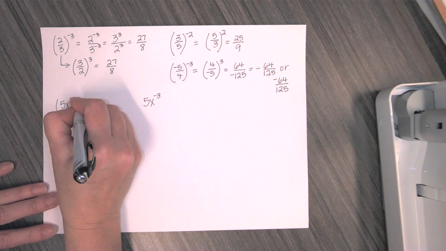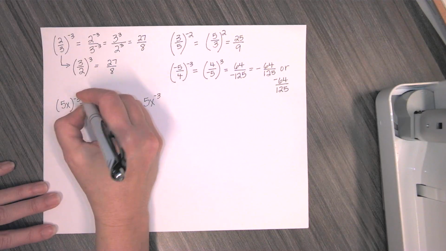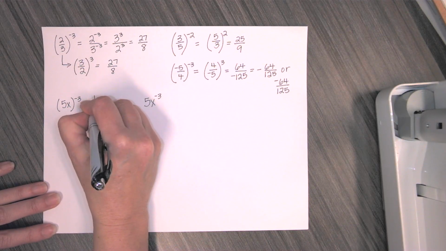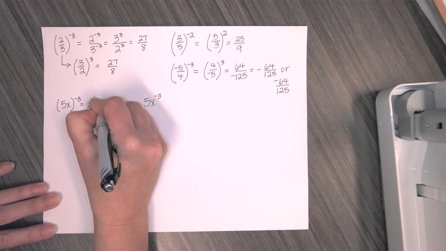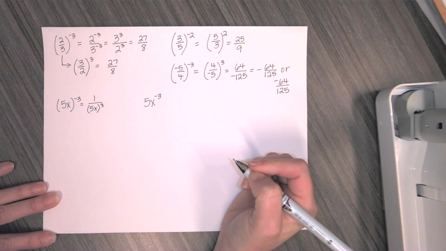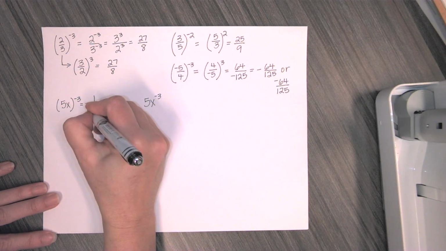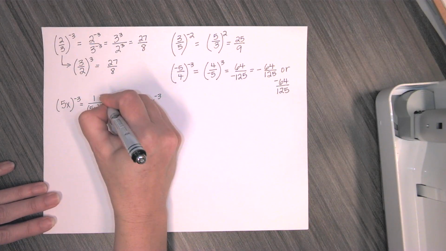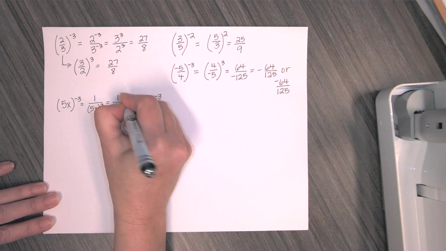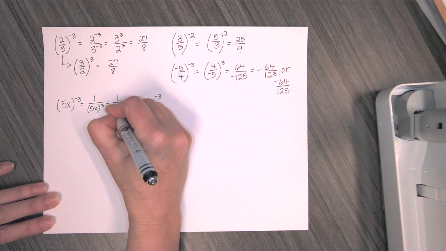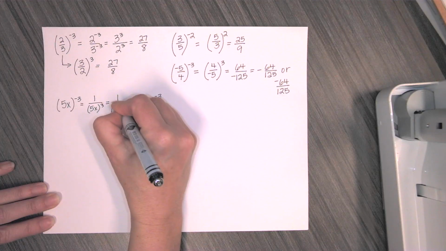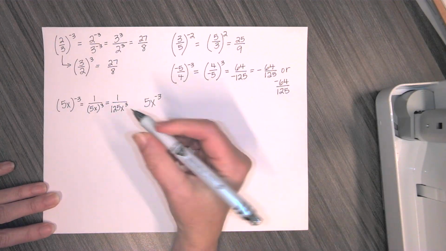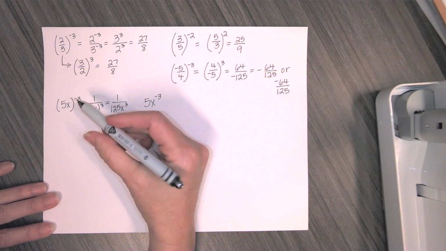And so here, if we wanted to fix the negative exponent, we would have to take the whole thing to the bottom, and that would make the exponent positive. And then we would have to raise everything in those parentheses to the third power. So 5 to the third power is 125, and then x to the third power. So that would be the answer for this one.